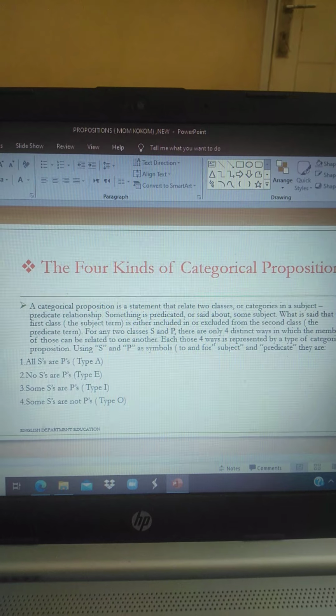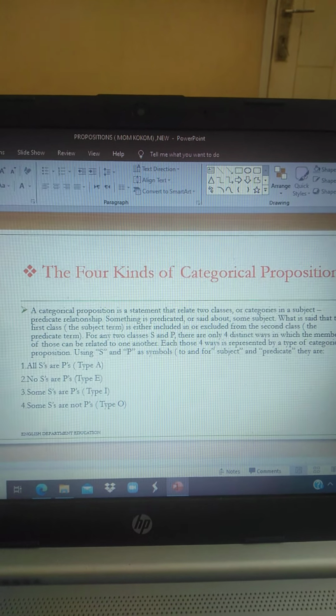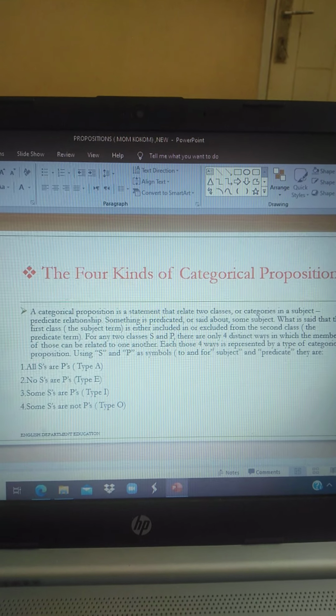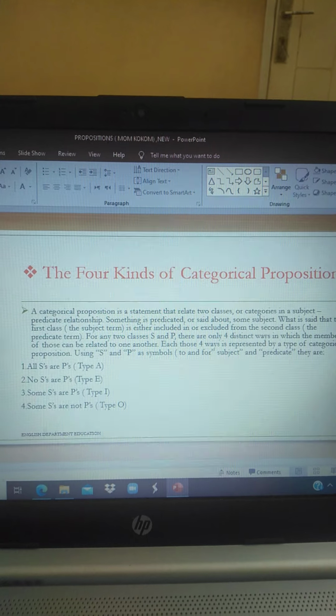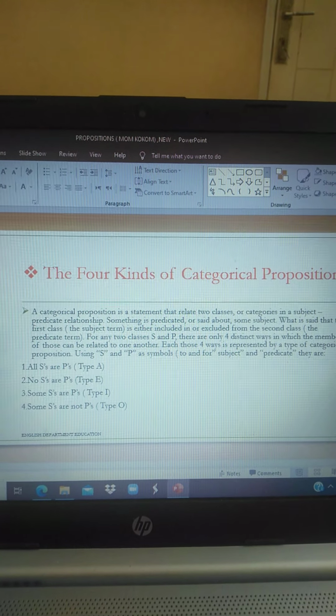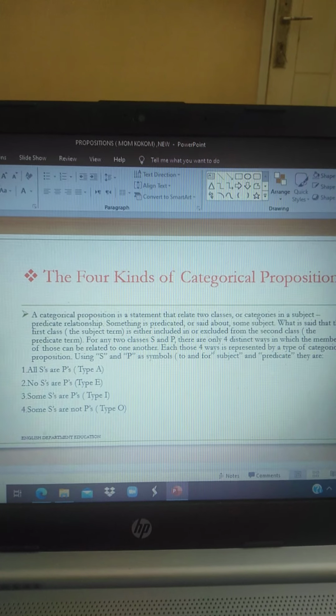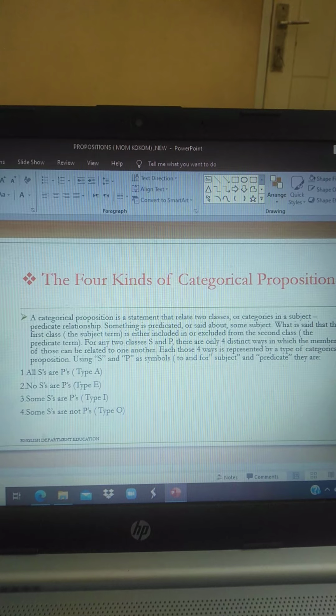For any two classes, subject and predicate, there are only four distinct ways in which the members of those classes can be related to one another. Each of these is represented by a type of categorical proposition, using S and P as symbols for subject and predicate: all S are P, no S are P, some S are P, some S are not P.